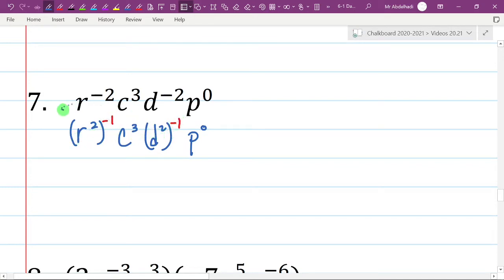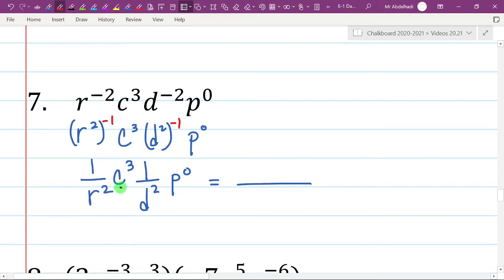And eventually you'll just jump over this step and go straight to the answer. I realize that, but just until you understand the concept, I'm showing you every single step. So r squared gets flipped, becomes 1 over r squared. C to the third does not get flipped, so it stays on top. D squared gets flipped to the bottom, and p to the 0 stays where it is. And once again, you're supposed to make one big fraction out of this.